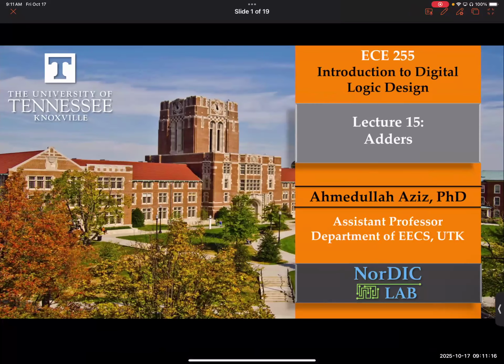So today we'll discuss the concept of adders. I hope it sounds a little bit familiar because we discussed adders before. We discussed the ripple carry adder version before. So today we will take a deeper dive.